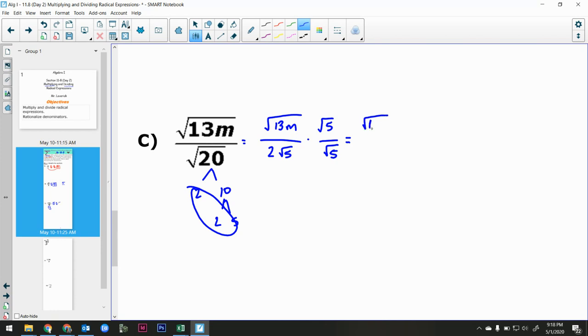So 13 times 5 again is 65. And then the bottom we get, okay, so this is 2. We have that 2 sitting out front. And then radical 5 times radical 5 would be 5, we could just go straight to saying 5. 65 over 2 times 5, which can be reduced down to 10. There's my answer.